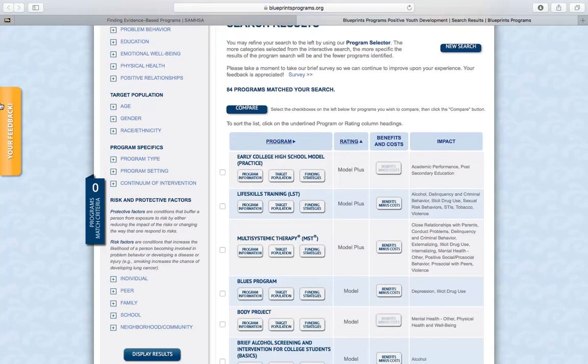It's able to tell you their rating, the benefits versus costs of the program, and their specific aimed impacts towards the community. And again, if you're in a specific community, you can take this program, but also you might need to adapt it in order to meet your community's needs.